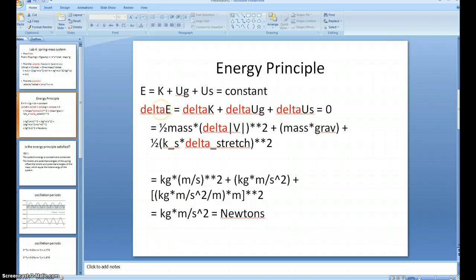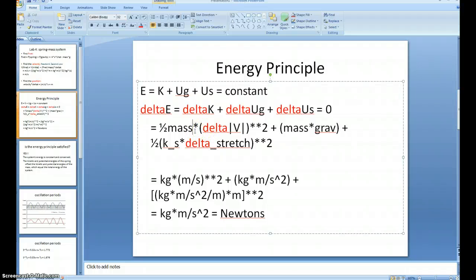Next, we use the energy principle in order to calculate the change in the energy: the kinetic energy, gravitational potential energy, and the spring potential energy. And here we have the formulas that we've been using all along. And again, I spelled this out into units that we are using. Ultimately, we're going to be measuring the change in energy in newtons.